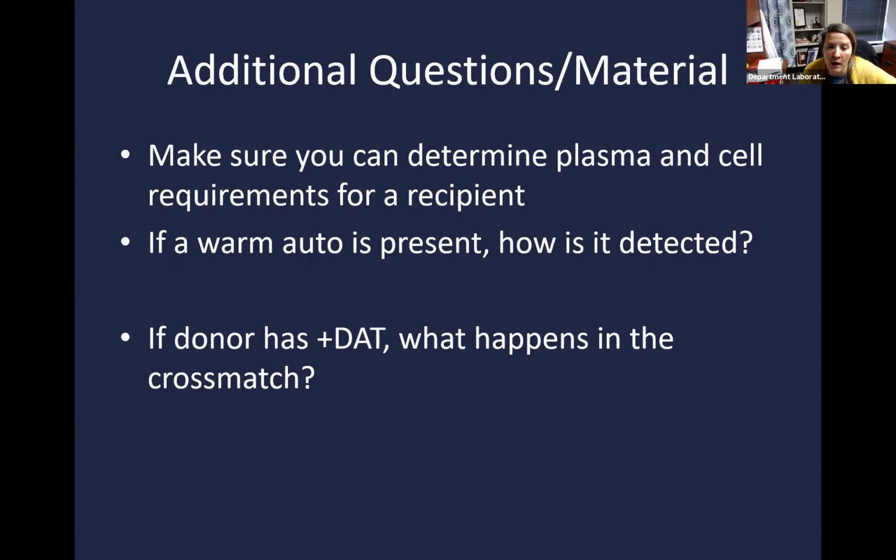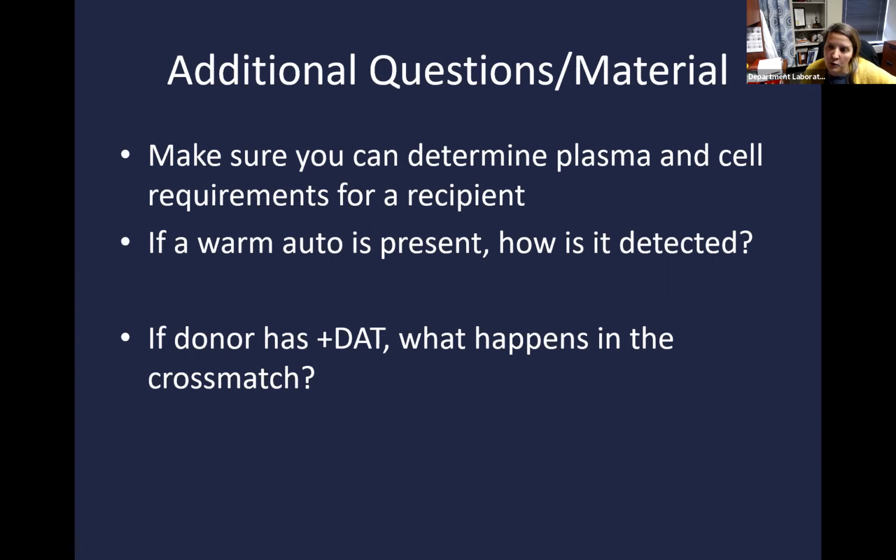All right, so if a warm auto is present, how is it detected? Remember, warm auto indicates that your patient's cells are coated with an IgG antibody. So the DAT is going to be positive. It will be positive with polyspecific. It will also be positive with monospecific IgG. And it could be positive or negative with complement. And then your auto control will also be positive. Your panel cells are all going to be pan-reactive at the AHG phase.